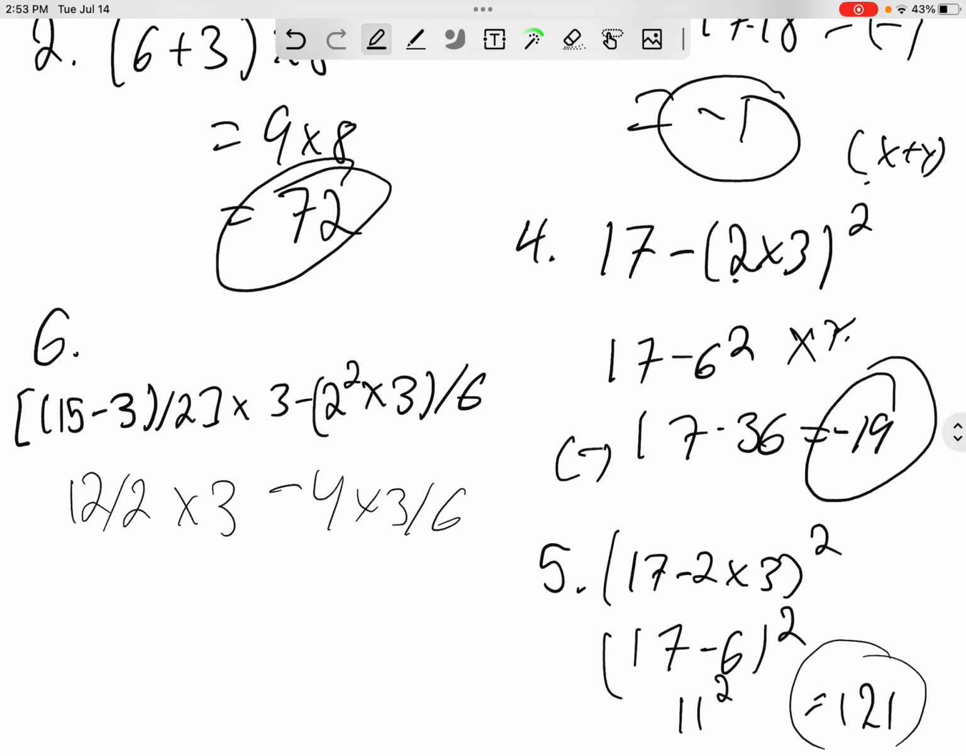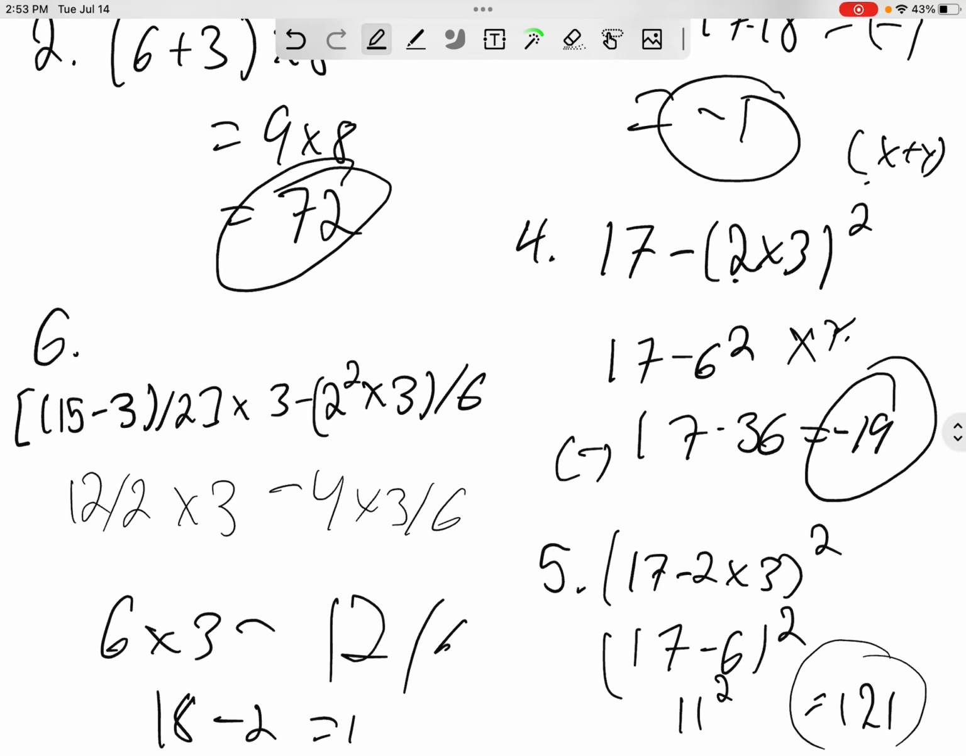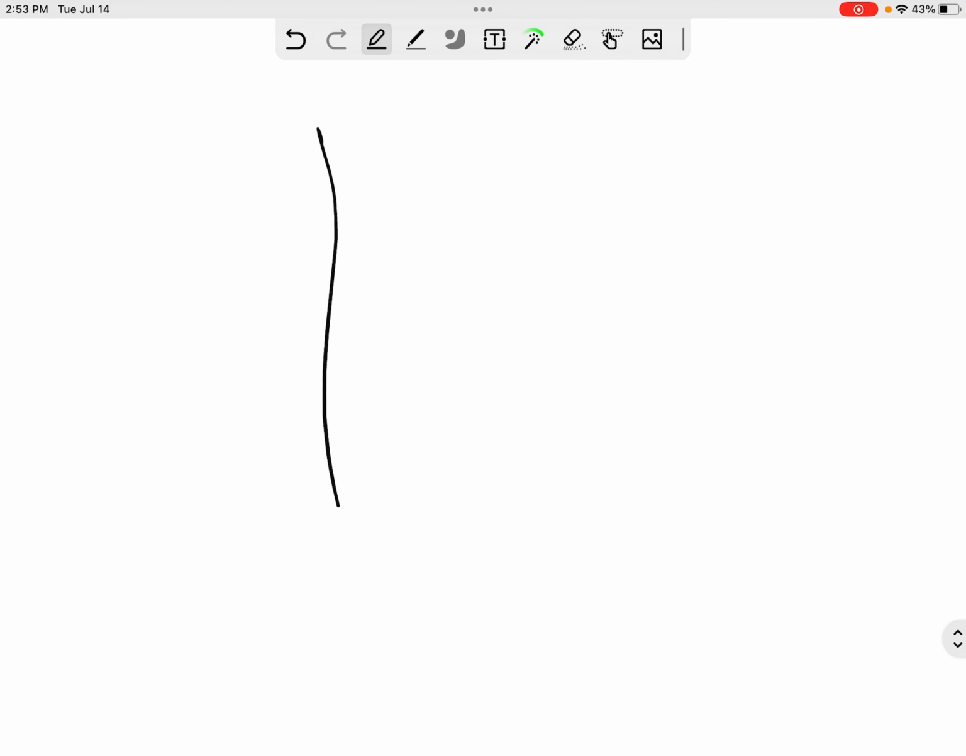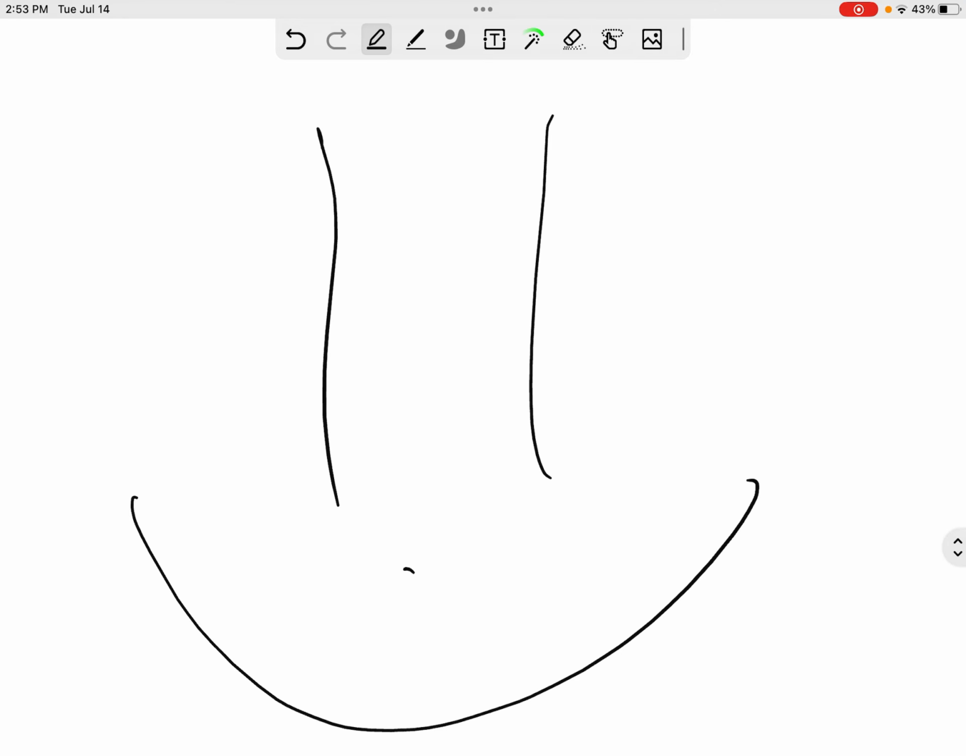12 divided by 2 makes 6, times 3 minus 4 times 3 divided by 6, which gets you 18 minus 12 divided by 6. What is that? 12 divided by 6 is 2, which means 16. And if you got 16, here's one big smiley face.